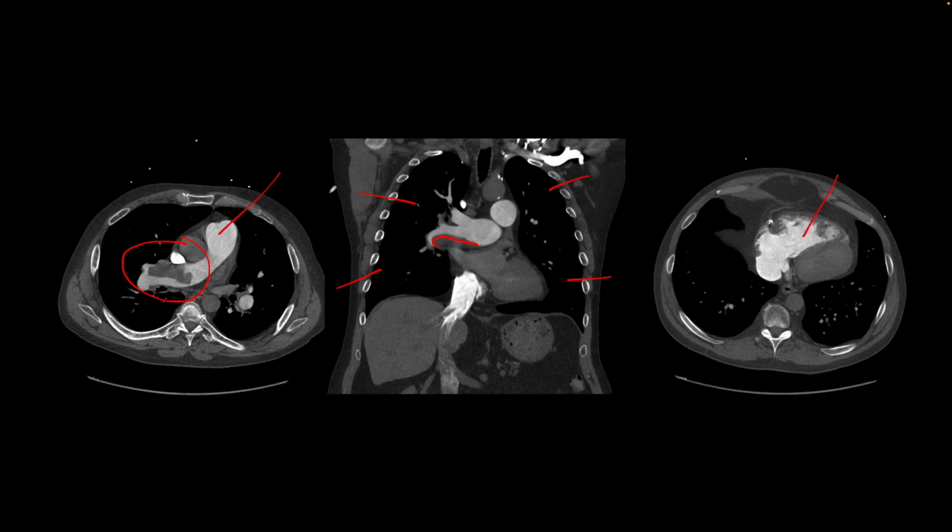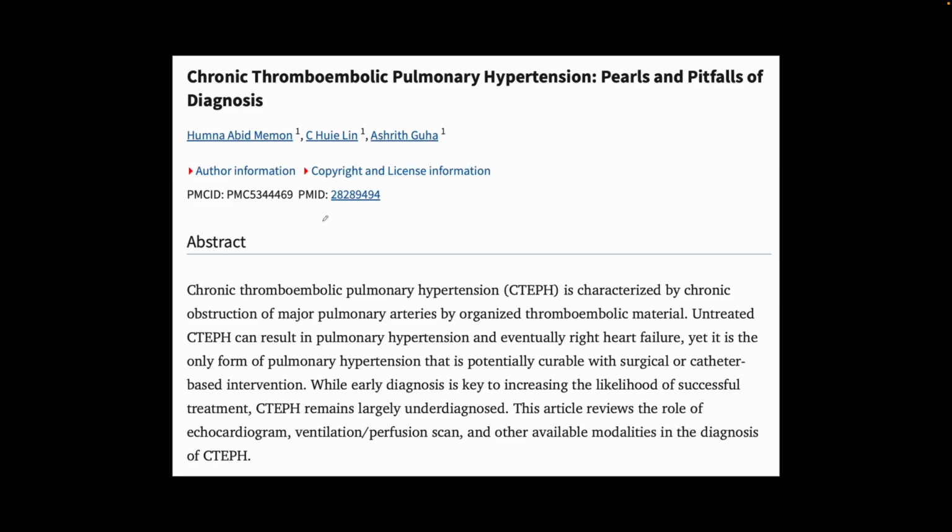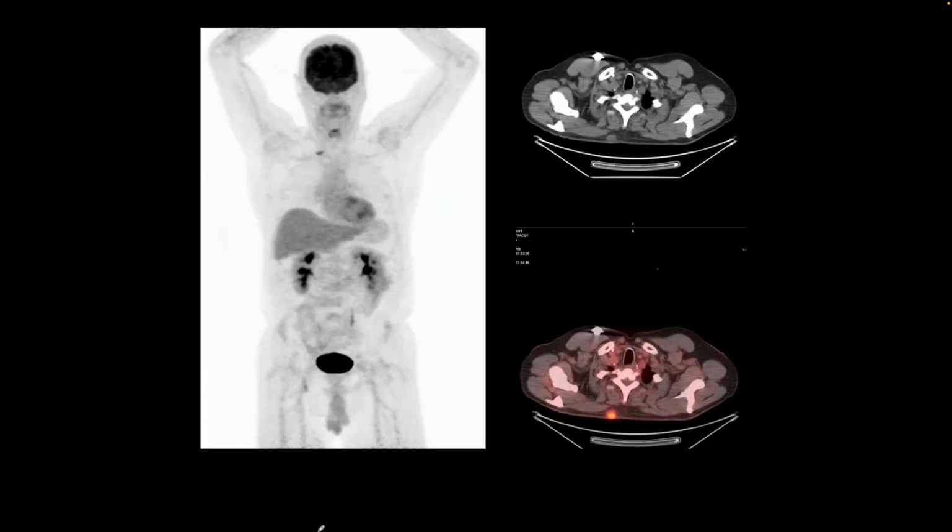There is some literature that VQ scan is helpful in chronic PEs and shows fixed defects, but so far I have not seen one. And this was a chronic PE with findings seen on their CT-PE protocol, and the VQ scan did not show any fixed or reversible perfusion defects and was reported as a low probability study. So here is a review article on chronic thromboembolic pulmonary hypertension, pearls and pitfalls of diagnosis. And here they discuss the different modalities, including the CT and the VQ scan.